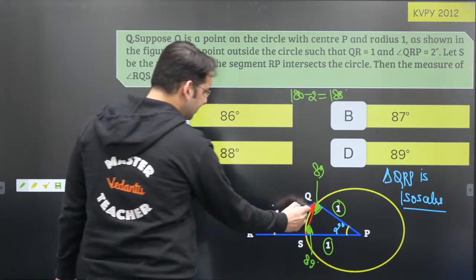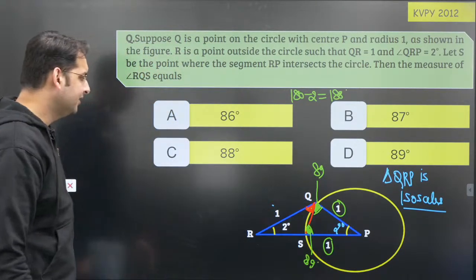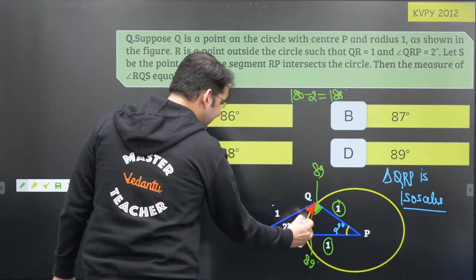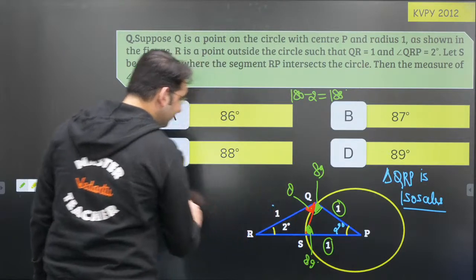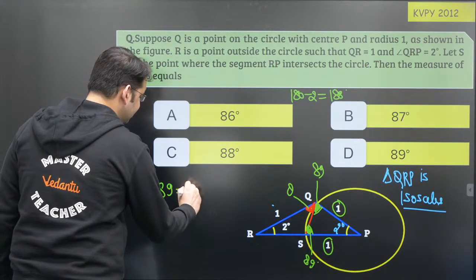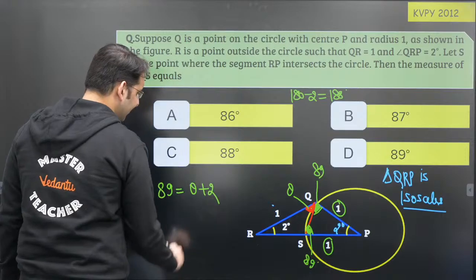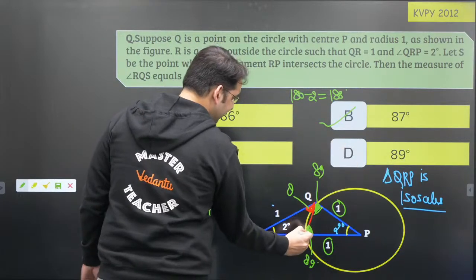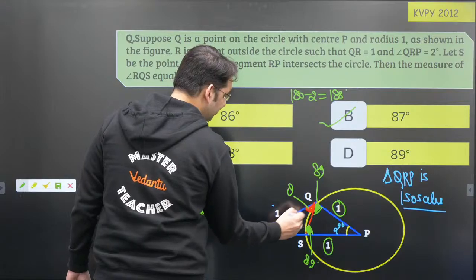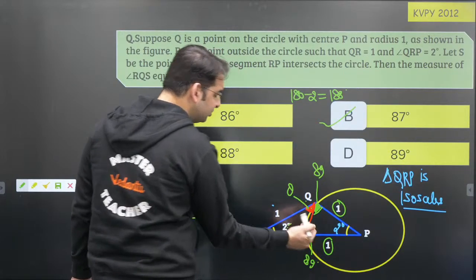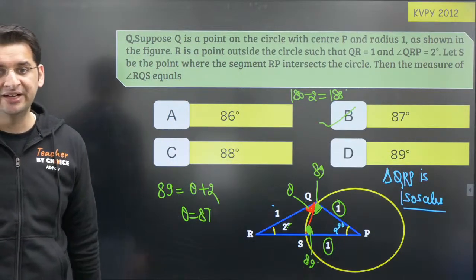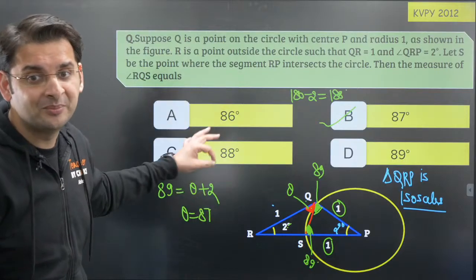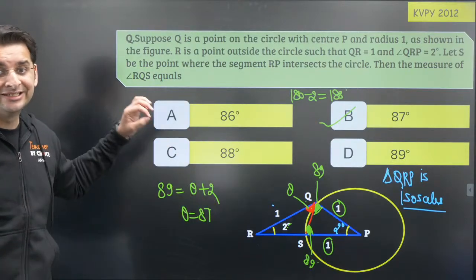So what will this angle be, children? How much will this angle be? So 89 is this angle, if this is theta, so can I say 89 is theta plus 2, and hence theta will be 87 degrees, because exterior angle is the sum of interior opposite angles. So 89 is theta plus 2 degrees and theta will be 87 degrees. I hope you have marked this as 87. Everyone is correct.